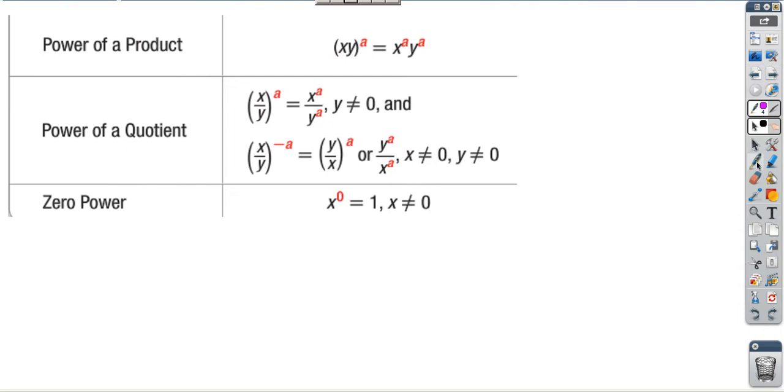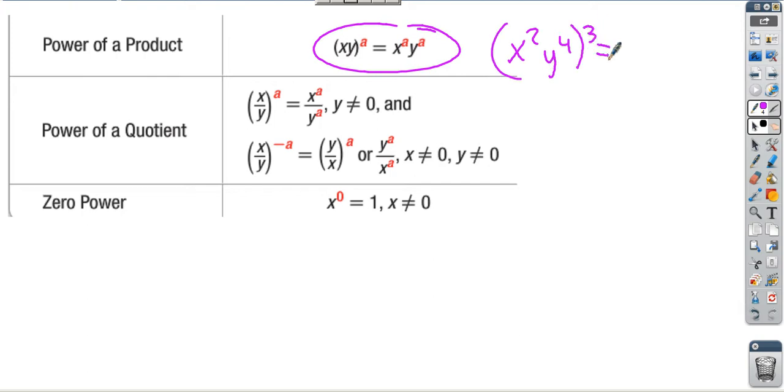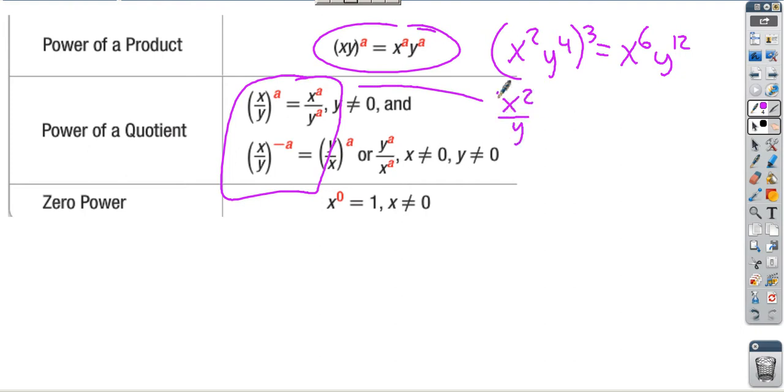Okay, these are very similar. So, for example, this problem right here, let's suppose you had x squared y to the fourth and that whole thing to the third. For this, you just take each individual variable and raise it. So x squared cubed would be x to the sixth. Y to the fourth cubed would be y to the 12th. You just treat each one individually. Same thing with these results right here. So for example, if you had x squared over y, that whole thing to the fifth, that would be the same as x to the 10th, because 2 times 5 is 10, and then over y to the fifth, which is there.